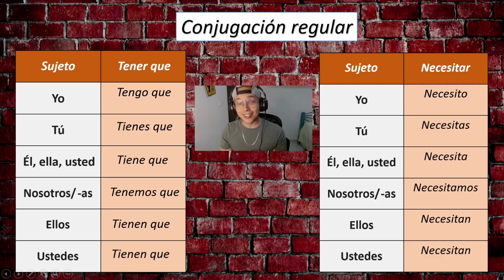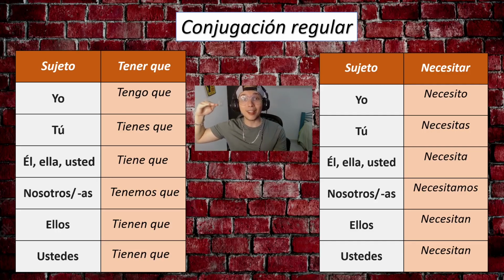Now, it's a very common mistake, guys, that we say yo tengo que, I have to. And for example, we say I have to study. Yo tengo que estudiar. And when people want to use the verb need, necesitar, they add this que as well. And they say yo necesito que estudiar. Because in English we say have to and need to. Well, in Spanish the verb need doesn't need the word que. So, let's put them in comparison.